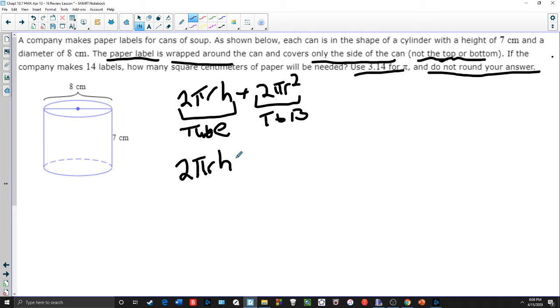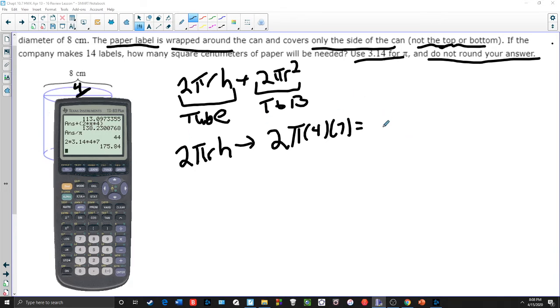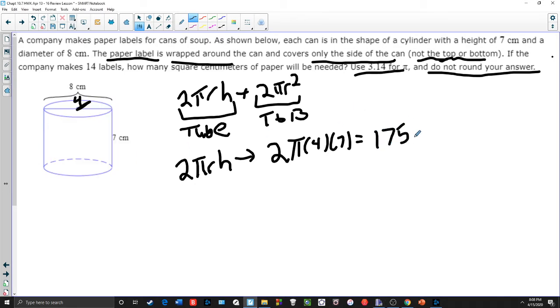So when I do this, I'm going to write in 2 pi, and I'm not going to write in 8 because remember 8 is the entire thing across. I just want the radius. So that's going to be 4 that I use. Again, half your diameter is your radius. So 2 pi 4 times 7. Now it says use 3.14 for pi, so that's what we're going to do. 2 times 3.14 times 4 times 7. And we get 175.84. Do not round, so we're going to write it as 175.84 square centimeters.